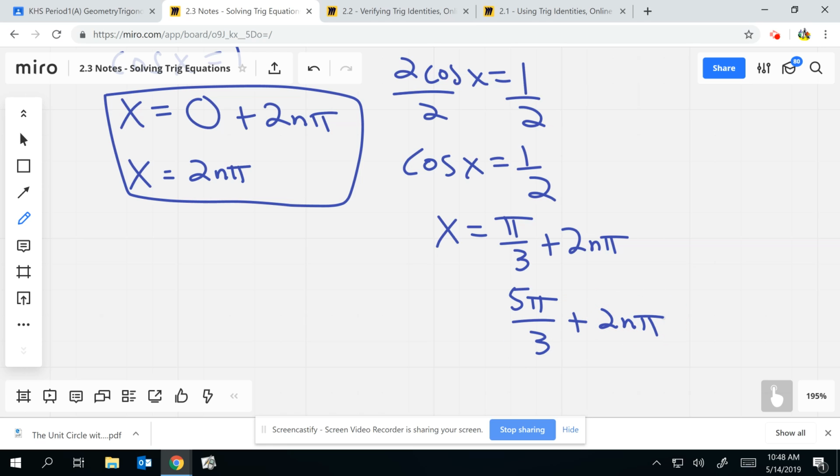Now, those two I did not put plus n pi because they are not pi apart from each other. Think about how much it would take to get from 1/3 to 5/3. That's not 1 whole, that's 1 1/3, that's 4/3. So I can't put plus n pi, I have to put 2n pi. I need coterminal angles for both of those. They are not a half circle apart. So you have to leave it like this.